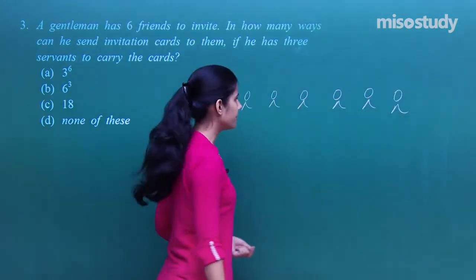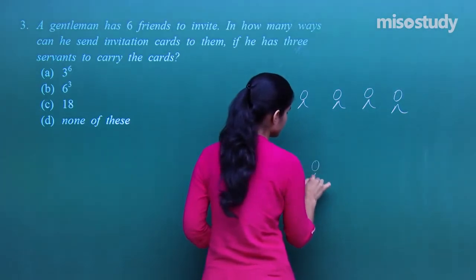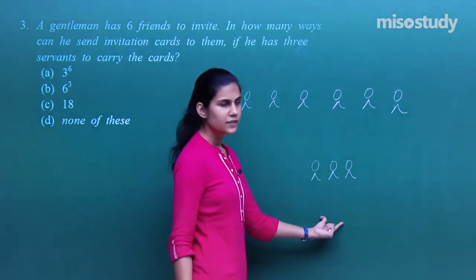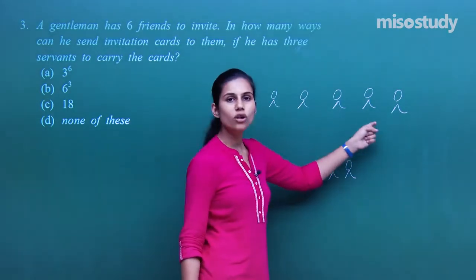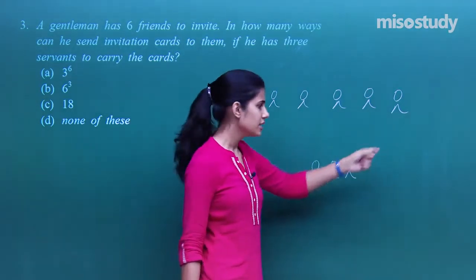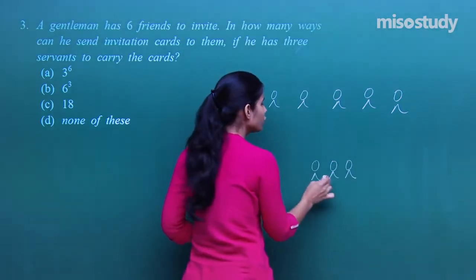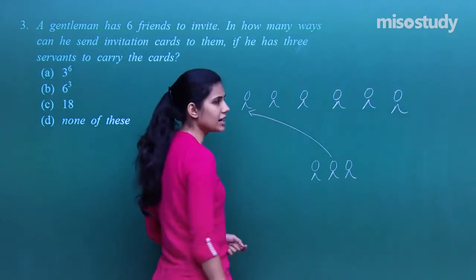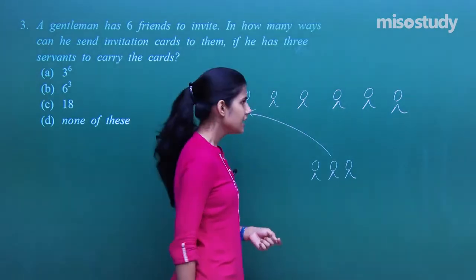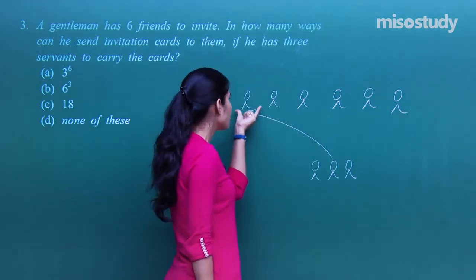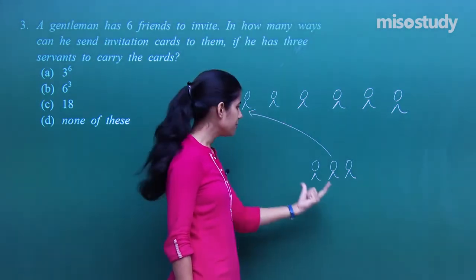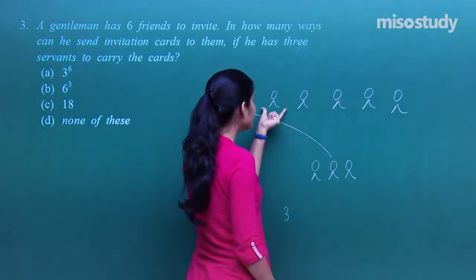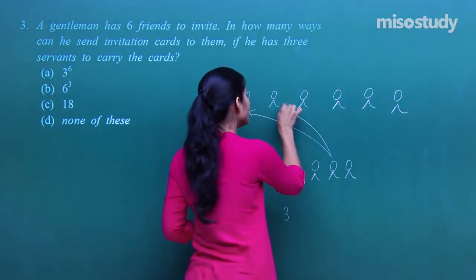6 friends of this gentleman, and there are 3 servants who are carrying the cards. And invitation cards have to be given to all the 6 friends of this particular gentleman. Now what can happen is, out of these 3 servants, any servant can go to give the invitation card to the first friend, right? That means the task of giving invitation card to the first friend can be accomplished in 3 ways. The task of giving an invitation card to the second friend can also be accomplished in 3 ways.